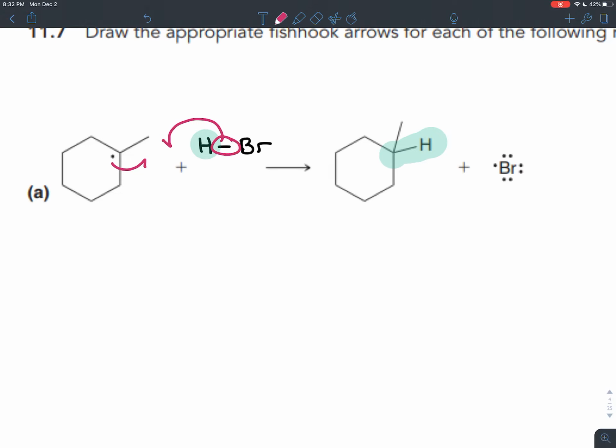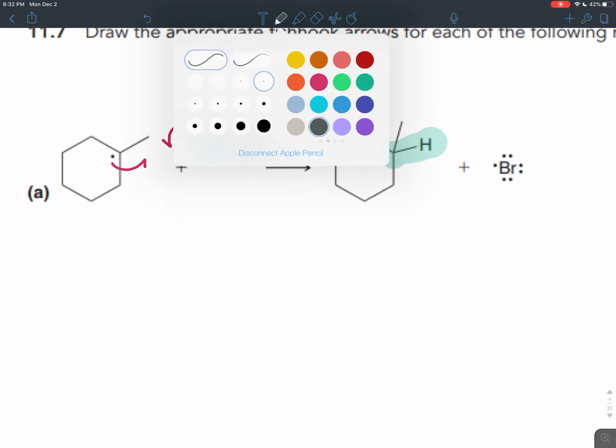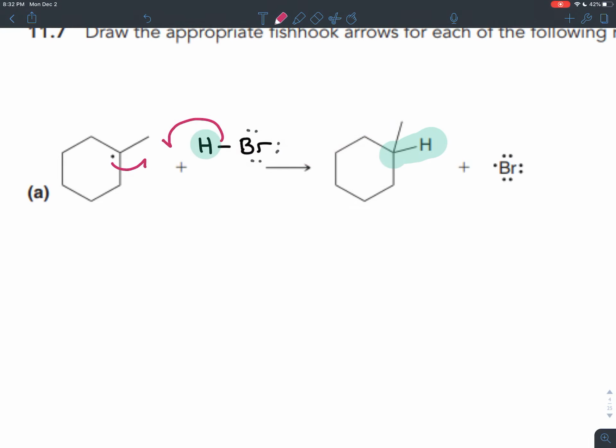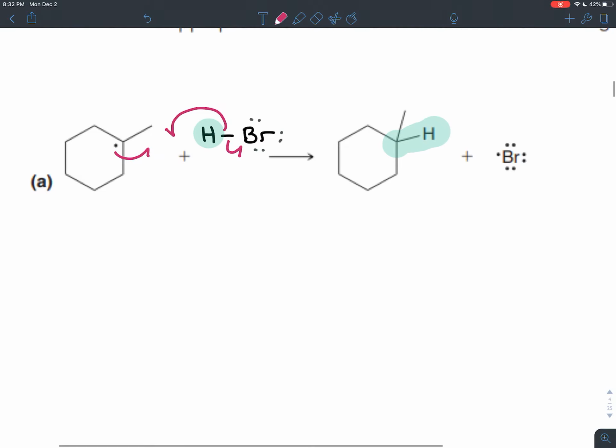But there are two electrons in that bond. So we have to show where that other electron goes. The original bromine has 3 lone pairs, and when you compare it to the final bromine, the 3 lone pairs are still there. You just have a radical in addition to those. And that unpaired electron comes from the second electron in that bond. The other electron goes back onto the bromine with a fishhook arrow.